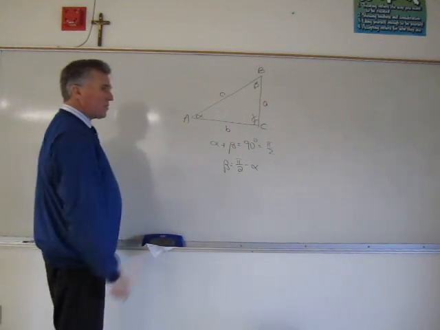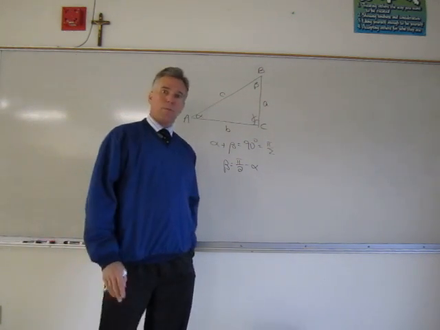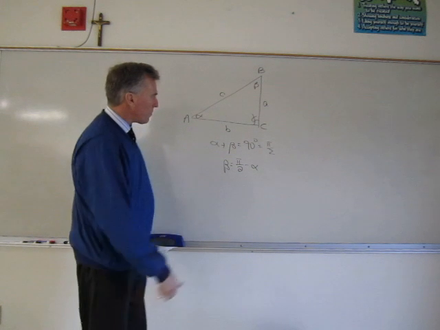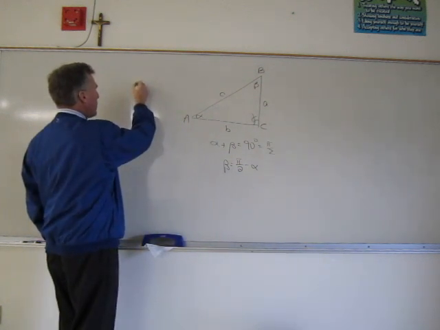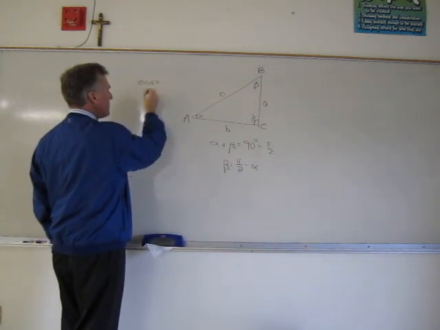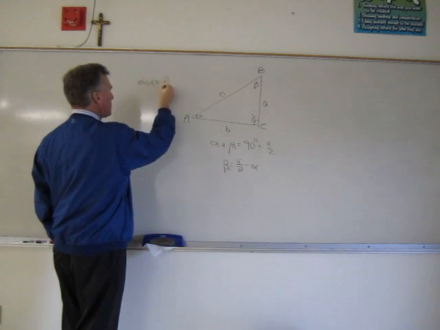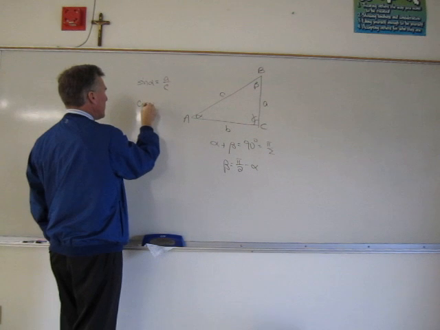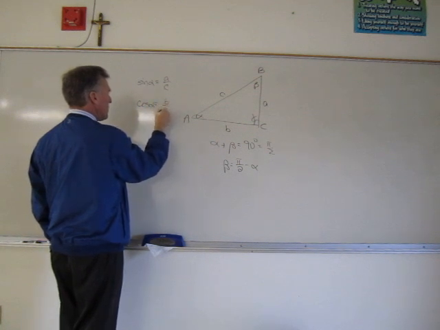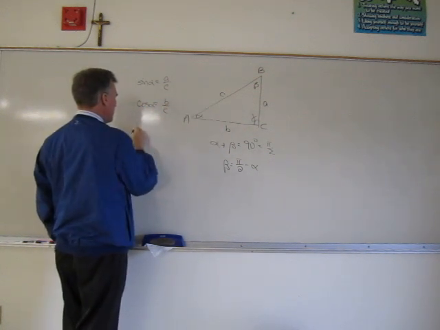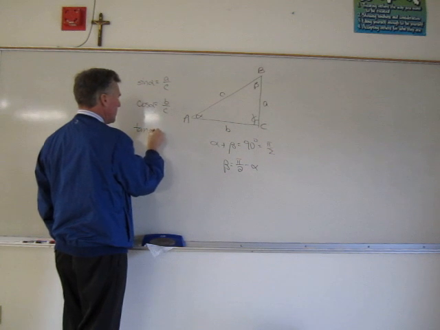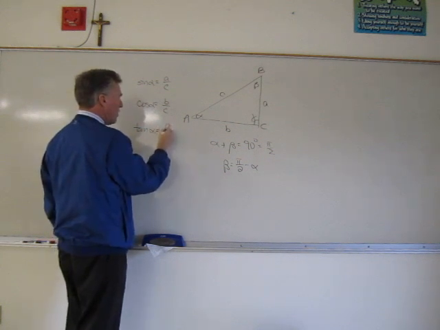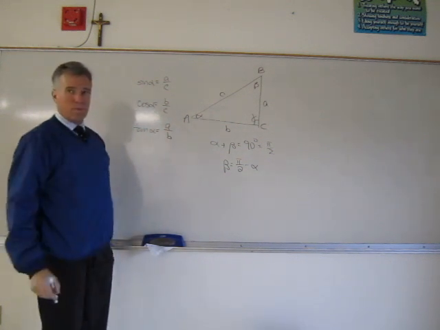Now, let's go back to something you'll also remember from geometry, which is SOHCAHTOA. And so we have that sine of alpha is equal to A over C, opposite over hypotenuse. Cosine of alpha is equal to B over C, adjacent over hypotenuse. And tangent of alpha is equal to A over B.